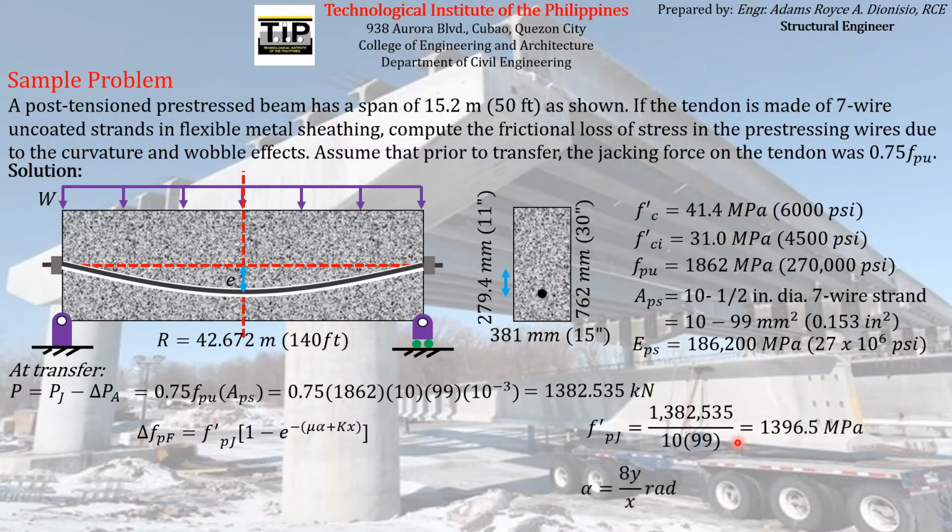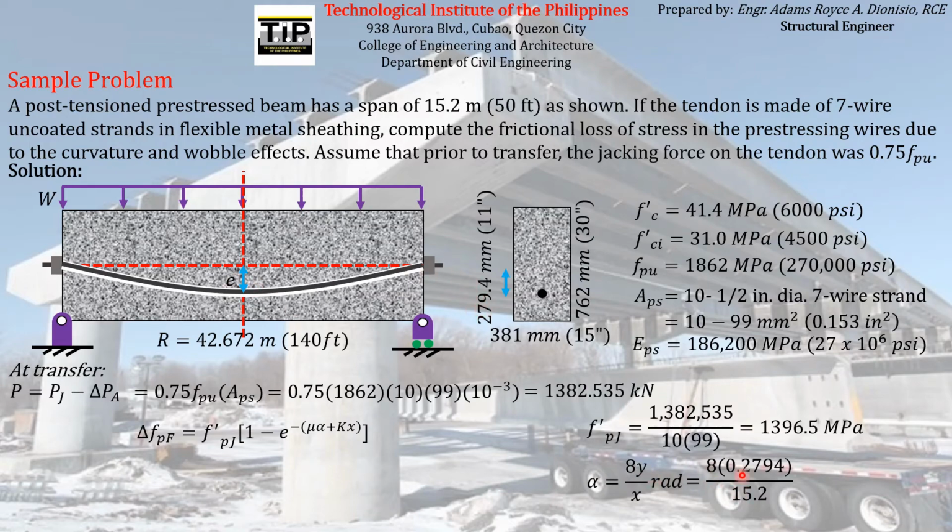For the other parameters needed, say for example alpha, we can use the formula that we have derived a while ago for finding alpha, the angle of curvature, which is equal to this formula, 8y over x, wherein y is the distance from this line to the parabolic curve itself, and x is the distance from this end to this other end, which is just equal to the length of the beam. So substituting all of those values, y is just equal to e, which is equal to this.